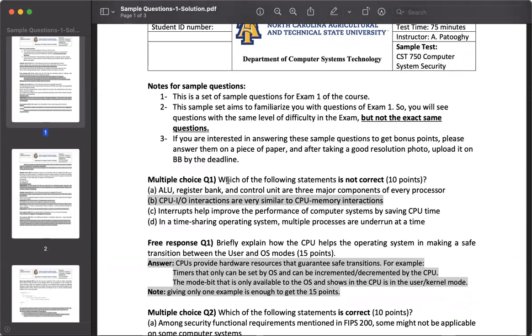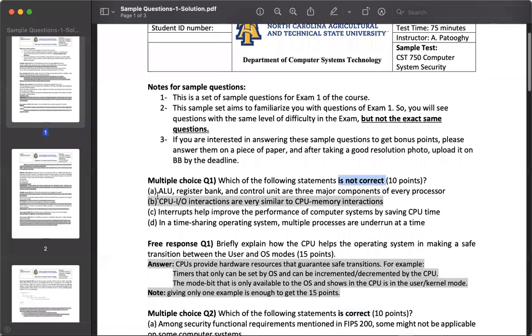This multiple choice question says which of the following statements is not correct, and please pay attention to the item which is being asked. Sometimes I say which statement is not correct. Sometimes I say which statement is correct. I make it bold to make it clear for you to see, but you also need to know that I changed this. It's not like I always say which statement is not correct. No. So this question asks for the incorrect statement. So let's get started from the first one.